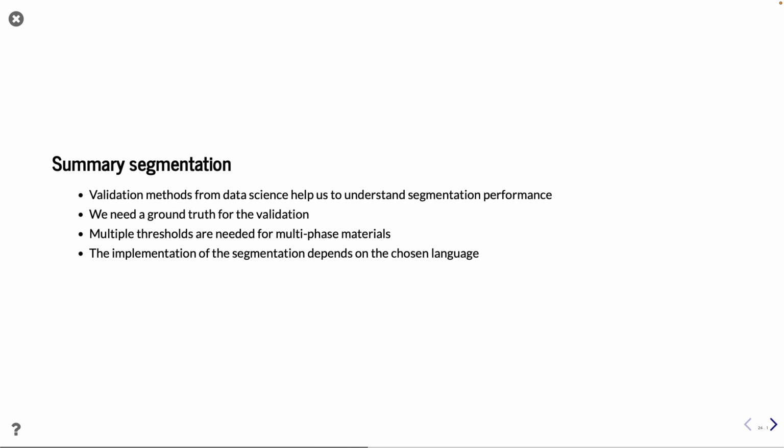So what we have from the segmentation is that segmentations are not always so good, and we want to measure how well we perform, and for that we need our ground truth to validate. Either you have data which is already pre-labeled, or you synthesize your own test data to see how well it performs. And if you have multiple phases, you also need to add more thresholds to cope with that.